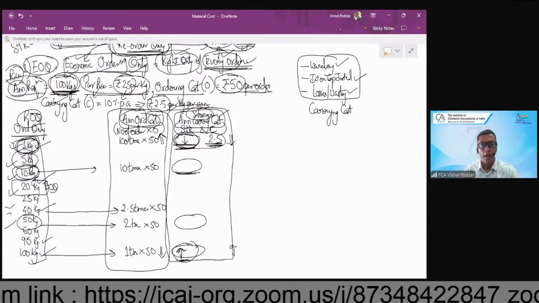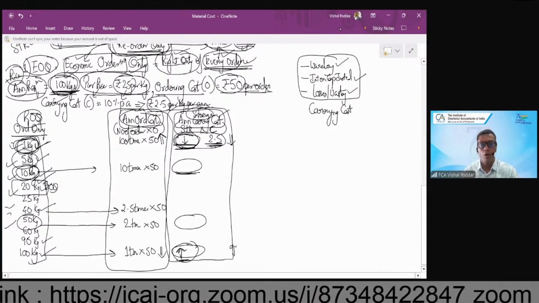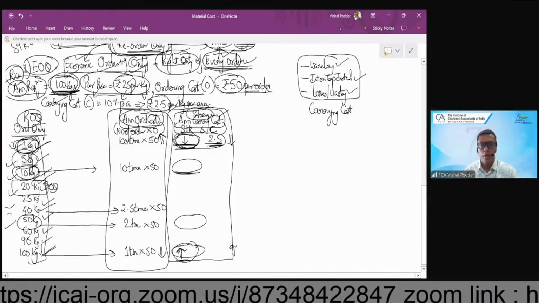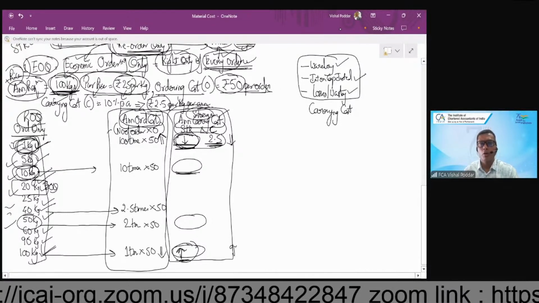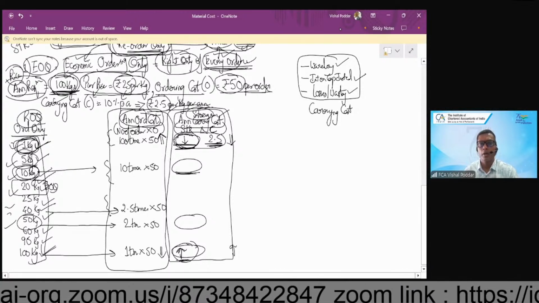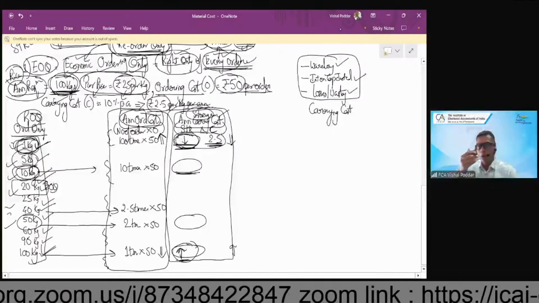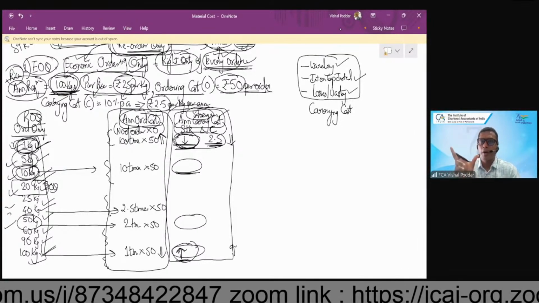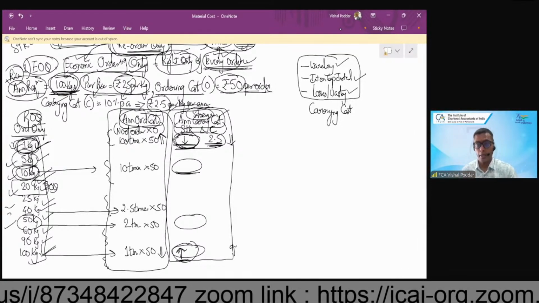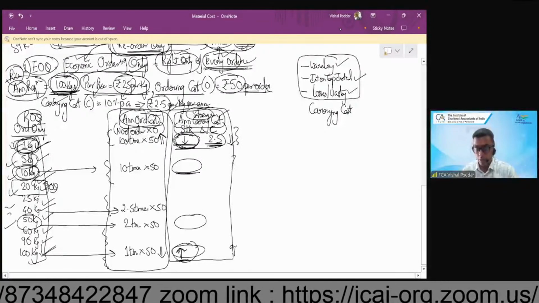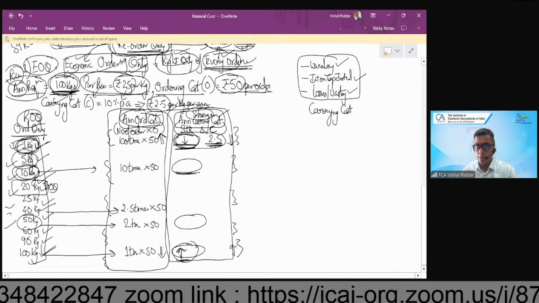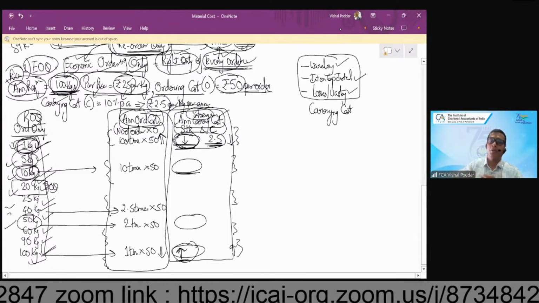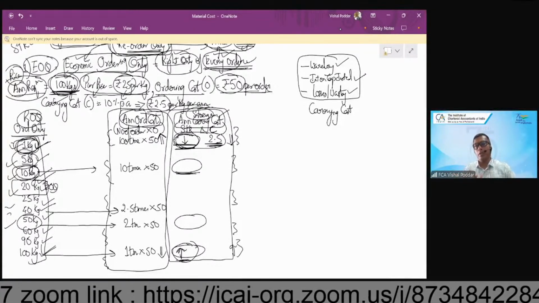What is this? As I go on increasing my order size, this is my order size, that is the quantity for which I'll place an order, this cost, that is my ordering cost, is getting lower. I'm talking about the total annual ordering cost. Why? Because the more quantity I buy at one time, the fewer times I have to go to the market. But at the same time, this cost, that is my carrying cost, is increasing, because the more I buy at one time, the more I need to keep in stock. So both these costs have an inverse relationship.